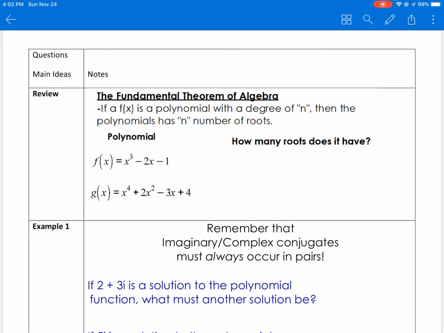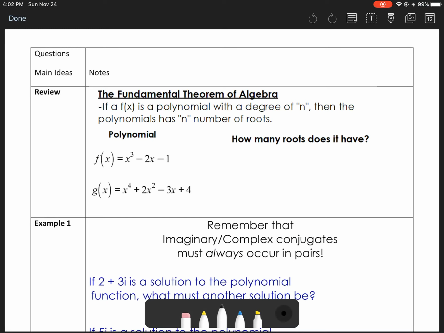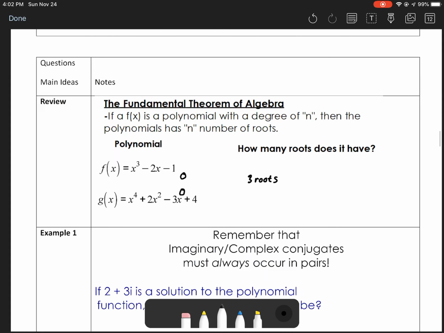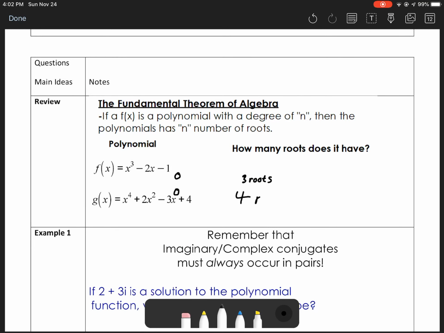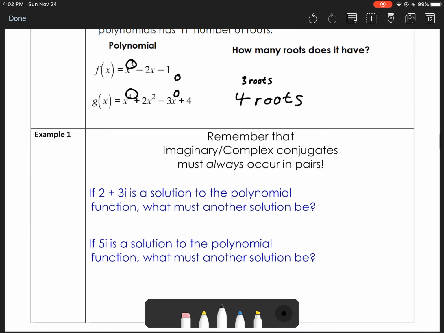So if you look at this first polynomial, it is f of x equals x cubed minus 2x minus 1. Our highest degree is 3. That means we have 3 roots for the first function. g of x equals x to the fourth plus 2x squared minus 3x plus 4. Again, the only thing we care about is the term x to the fourth because that is our highest degree. So that tells us this has 4 roots. So we're just looking for the highest degree there.